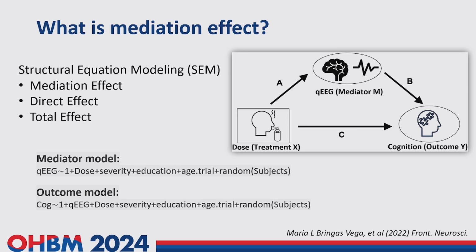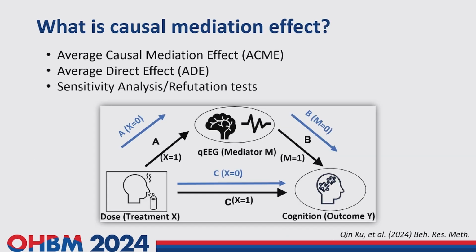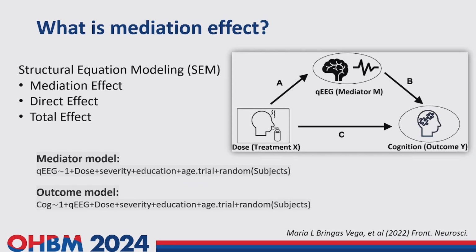Now we come to mediation. So what do people usually do to estimate the mediation effect? They use a structural equation model. They have a model for the direct effect. For example, you take this treatment and it changes your outcome. There's another path: you take the treatment, this treatment changes something else, and this changes your outcome as well.